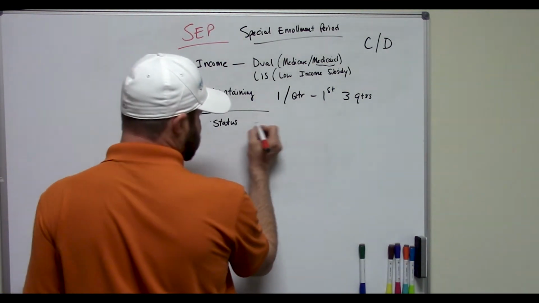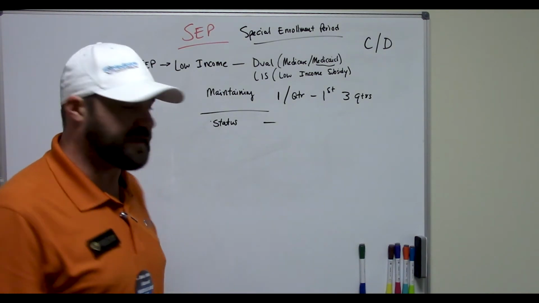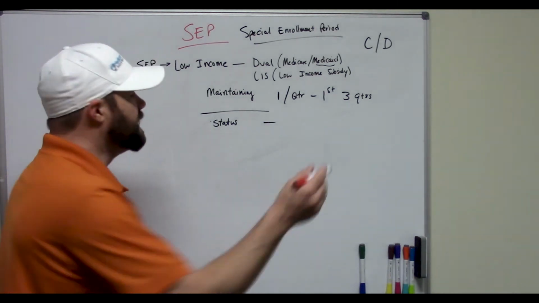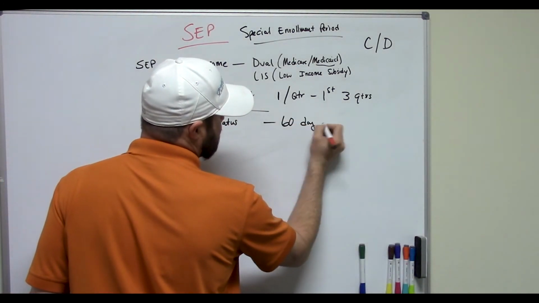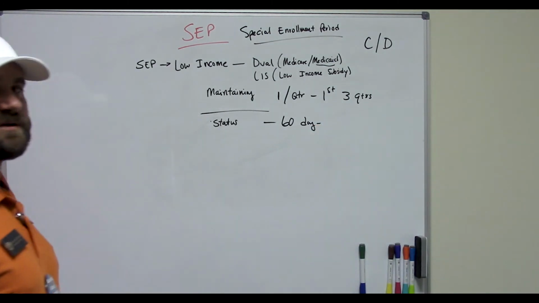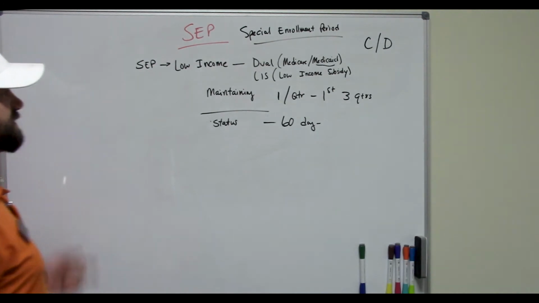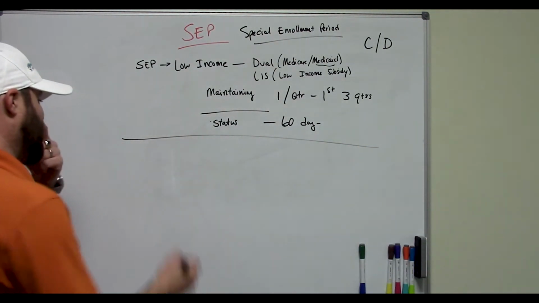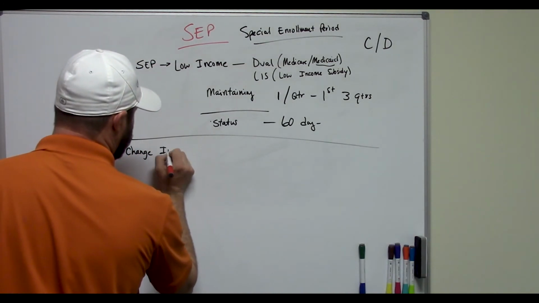How the change in status one works is once the change in status happens, you get your letter notifying you of Medicaid, or you get your letter notifying you've lost Medicaid or LIS, etc. That triggers a 60-day period, 2 months that you have to enroll into another plan, again, C or D, with a change in status. So that's one SEP. You could have low income. You can also have a change in residence. That's probably the second most common one I run into.